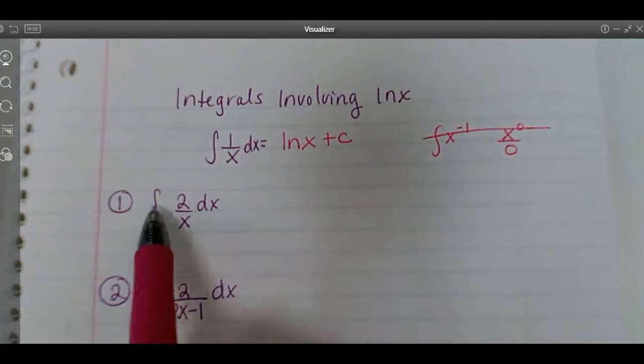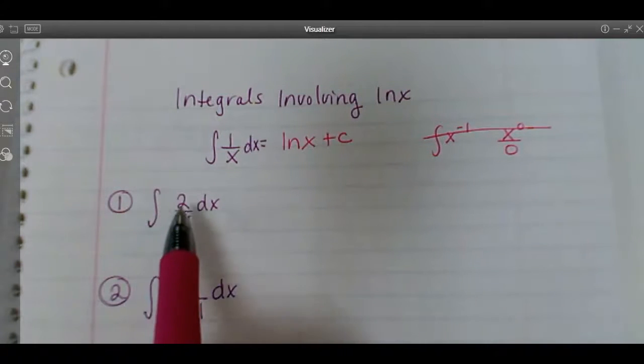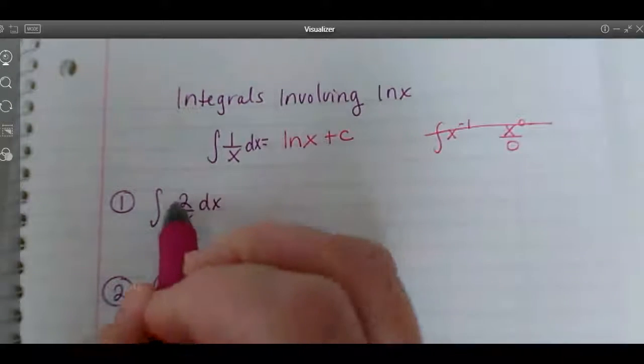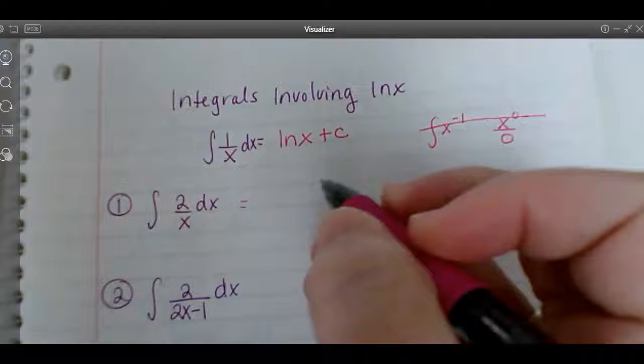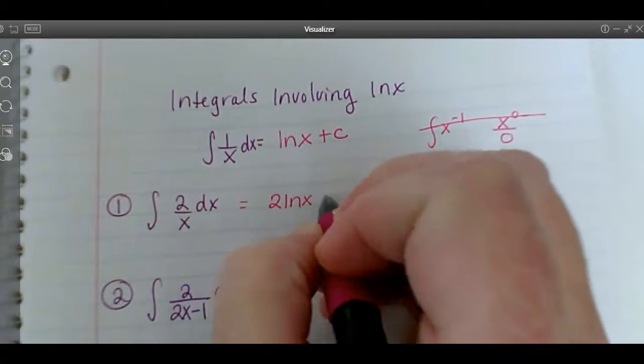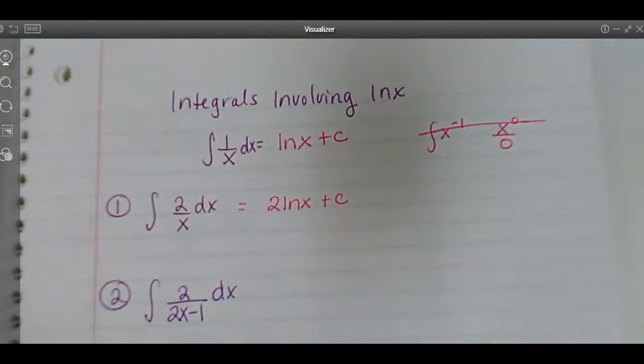So let's say that we have a problem like this, the integral of 2 over x. Well, we know that 1 over x, the antiderivative, is natural log of x, and we just have a constant with it. So this would be 2 natural log of x plus c. Unfortunately, they're not all that easy.